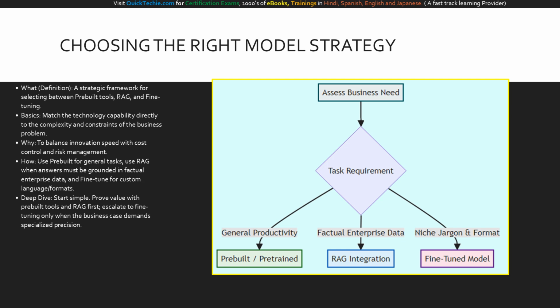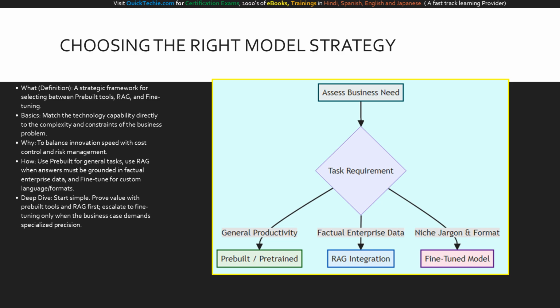First, use pre-built, off-the-shelf tools for general tasks like email and summarization. Second, if the AI needs to know your company's specific facts, policies, or live data, implement retrieval augmented generation to ground the pre-trained model in reality. Finally, reserve fine-tuning strictly for scenarios where the model must natively speak a highly specialized language or output in rigid, proprietary formats.